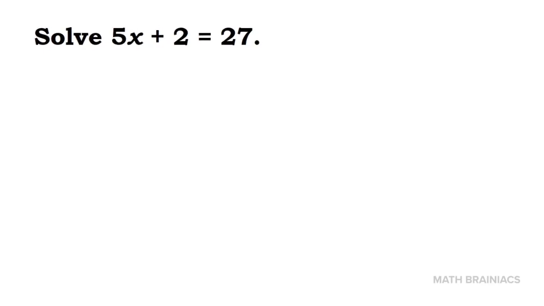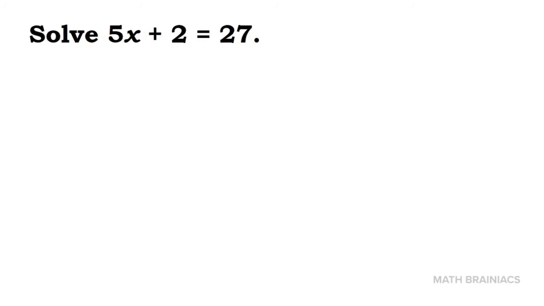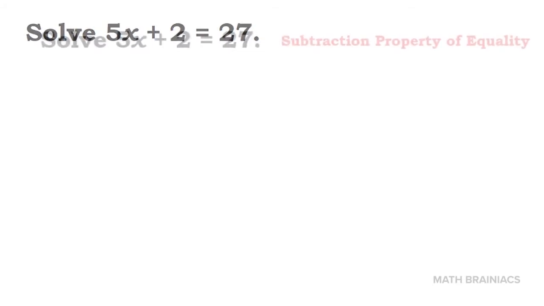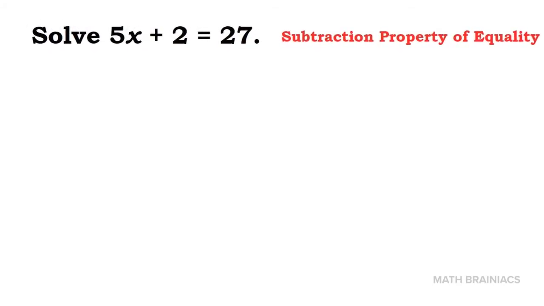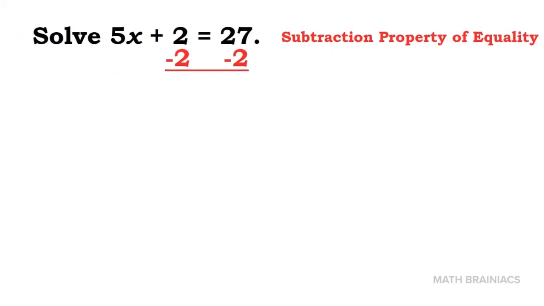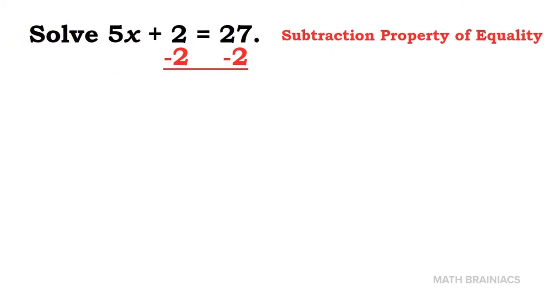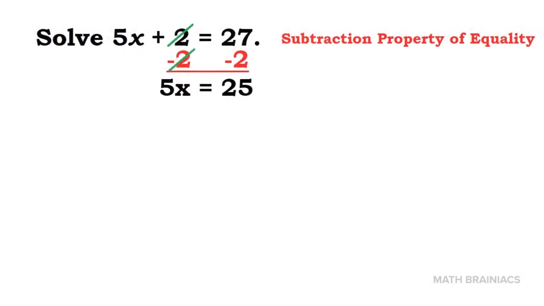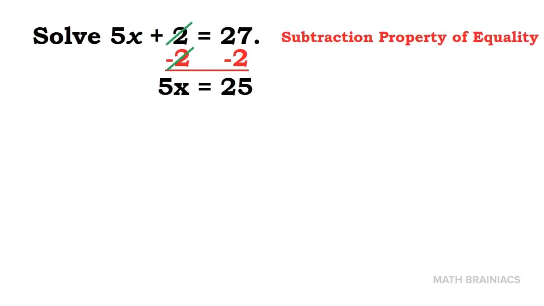Let us work on this example so that you will be guided. Solve 5x plus 2 is equal to 27. What property are you going to use to solve for x? Let us use the subtraction property of equality. We are going to subtract 2 on both sides of the equation. And we can cancel out the 2 on the left side, which will give us 5x is equal to 25.